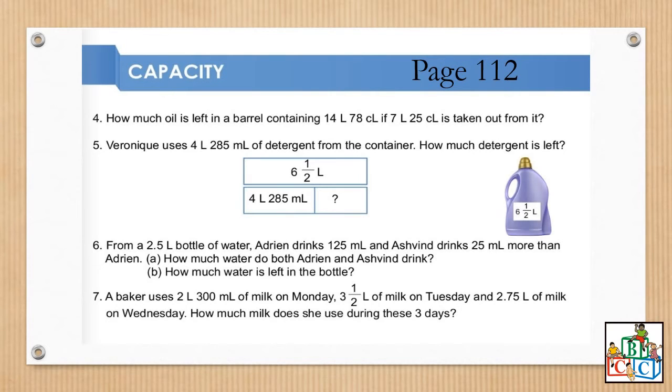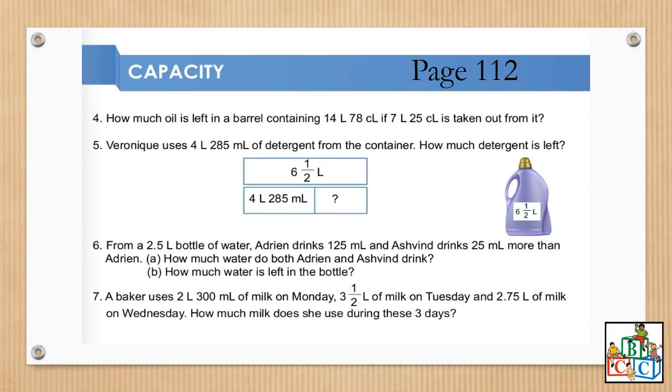So question 4, how much oil is left in a barrel containing 14 liters 78 centiliters if 7 liters 25 centiliters is taken out from it? So I guess this is very easy. This is a subtraction. You have to work out a subtraction method. How much oil is left? I'm not going to explain any further.